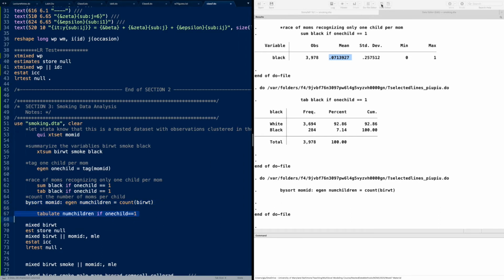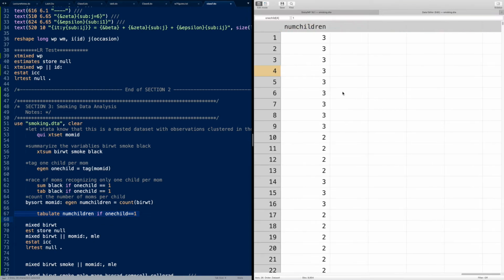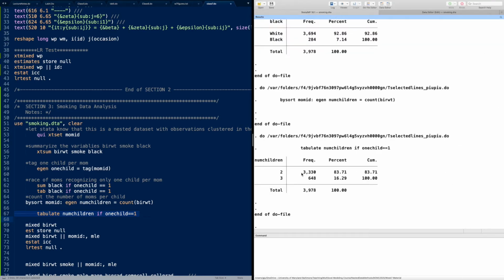Now, if you look at this, right? This is 3, this is 3, this mother has 2, this mother has 2. They're all the same within mother, right? Because I just counted up how many births are within mother. And now I can tabulate that, and I get an answer that the vast majority, 83% of the sample, has 2 births. A smaller chunk of the sample has 3 births. And so I can know things about my nesting structure.